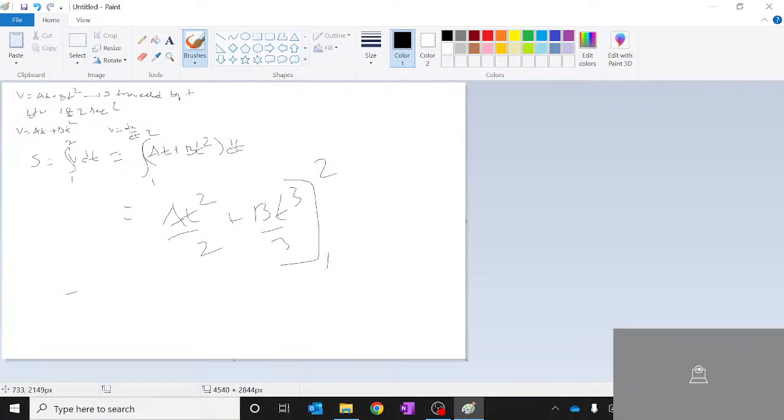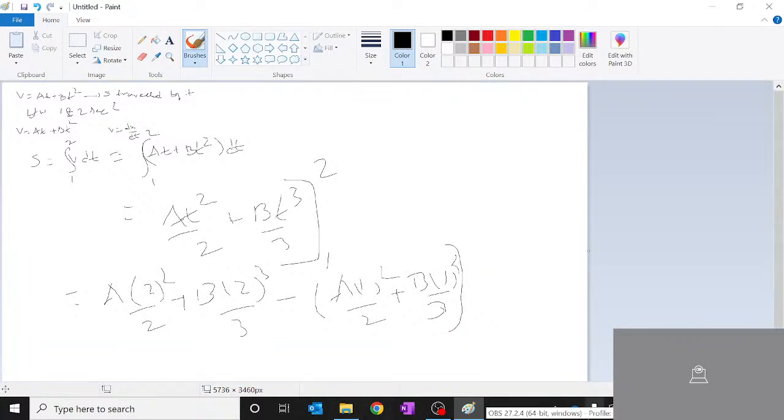So now this becomes a into 2 square by 2 plus b into 2 cube by 3, minus a into 1 square by 2 plus b into 1 cube by 3, correct? You agree with this?